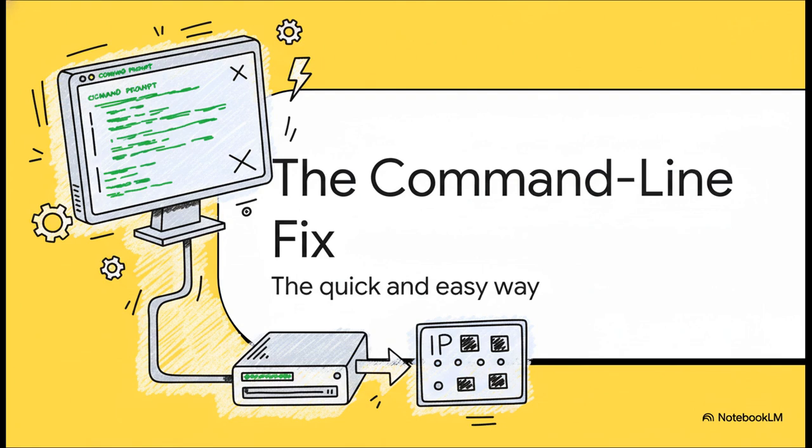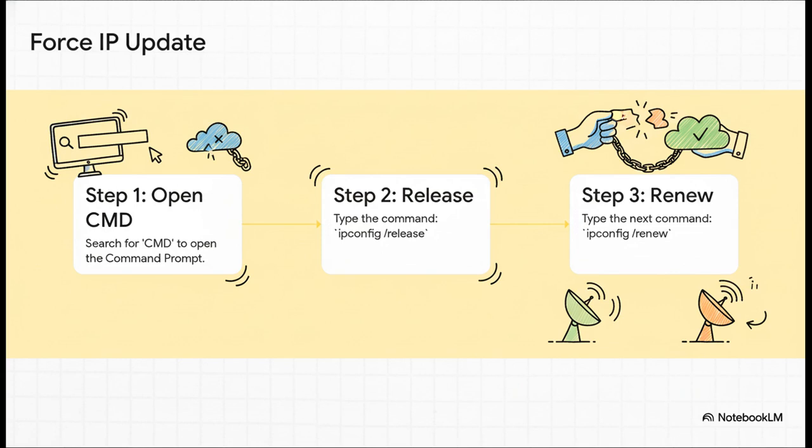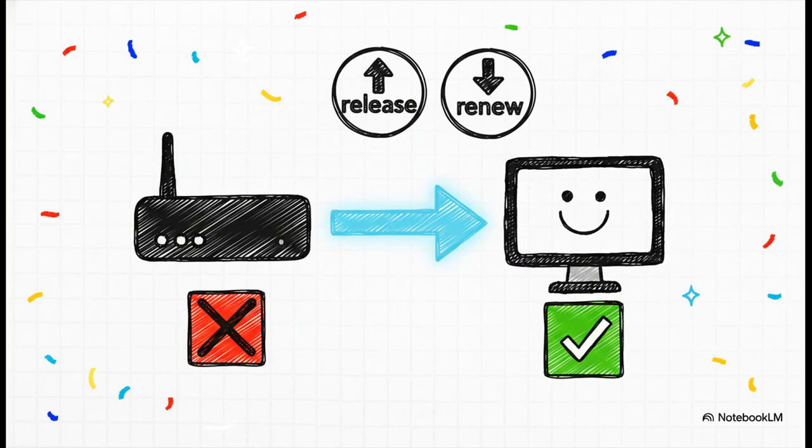The first solution is my personal favorite because it's super fast and it uses a powerful little tool called the command prompt. This is a beautifully simple 2-punch combo. First, you just open your command prompt. Then, you type ipconfig /release. That command basically tells your PC, hey, let go of that old IP address you're so attached to. And then, immediately after, you type ipconfig /renew. That one says, okay, now go ask the router for the new address you're supposed to have. And just like magic, you'll see the result.